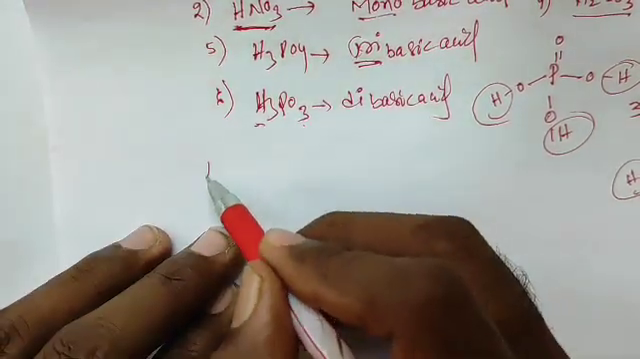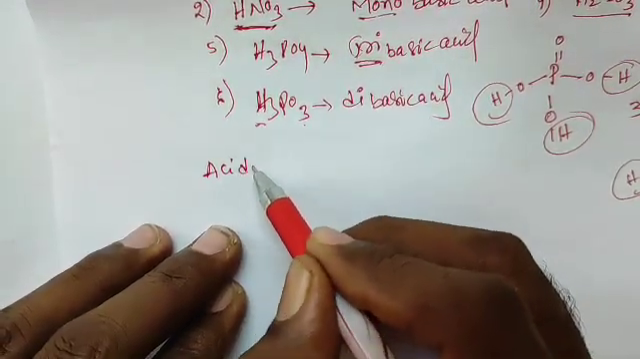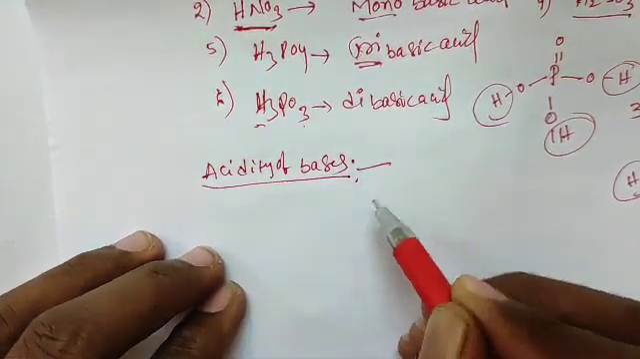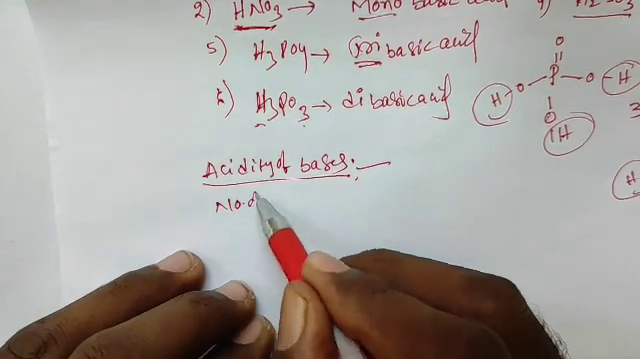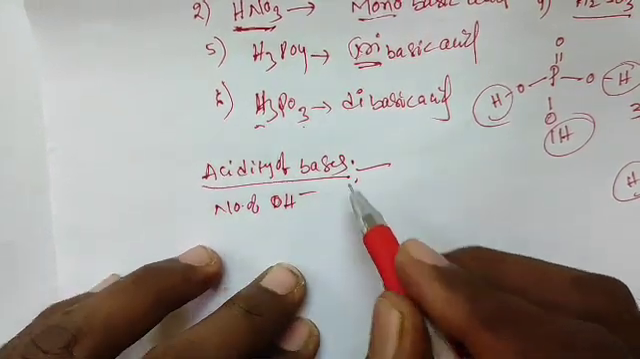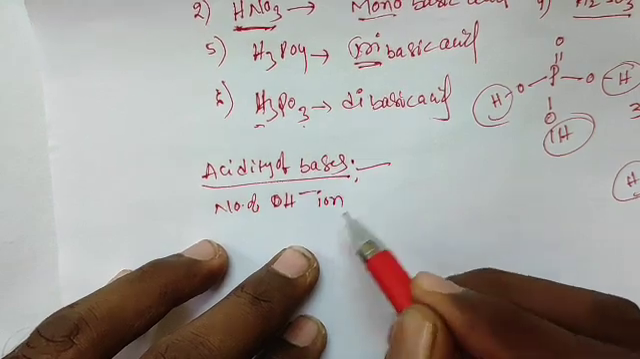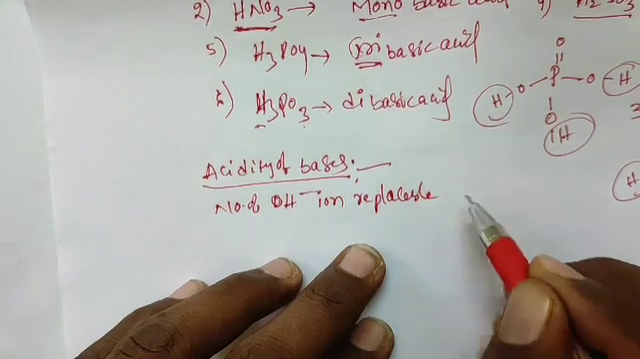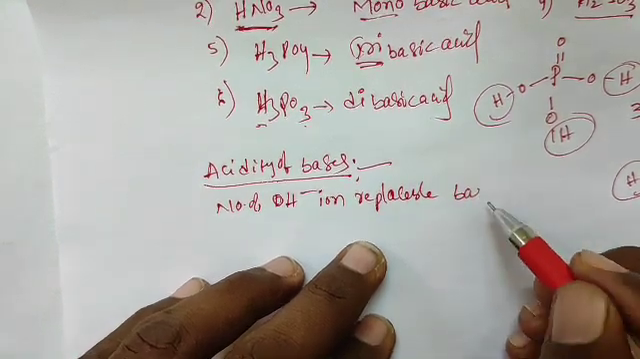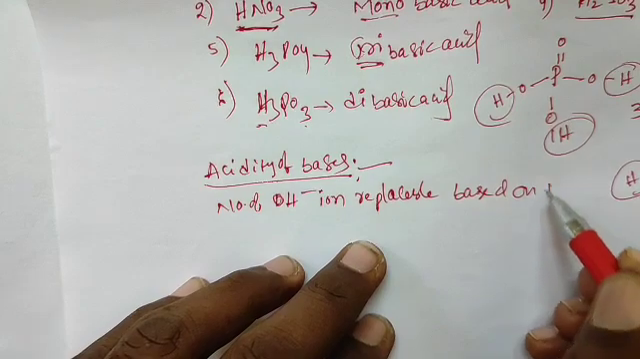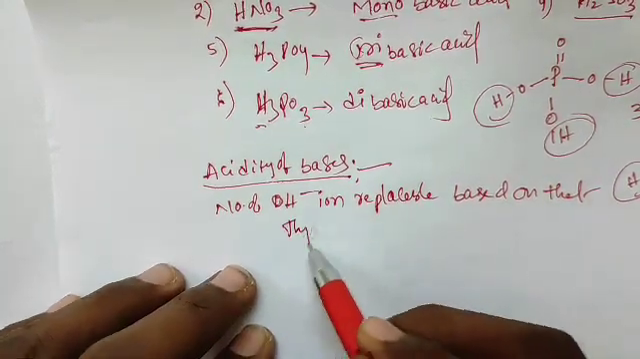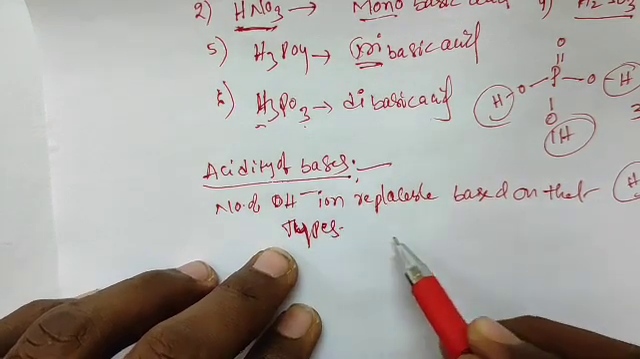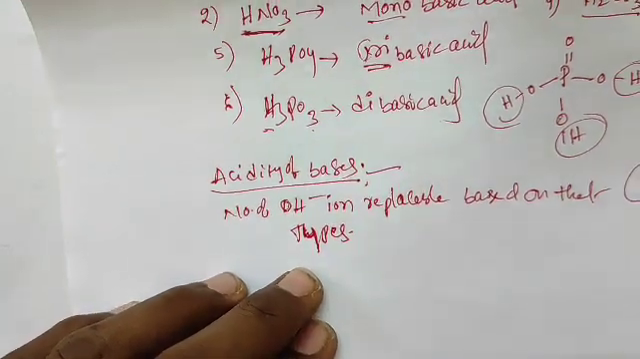Now, acidity of bases. Acidity of bases depends on how many OH minus ions, the number of hydroxyl ions, OH minus ions, are replaceable. Based on that there are types: mono acidic base, diacidic base, triacidic base.